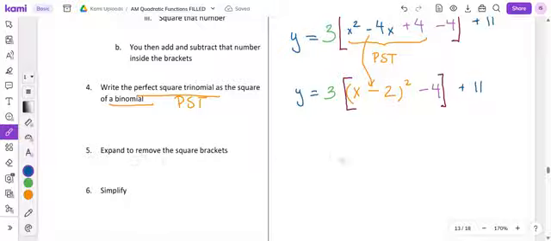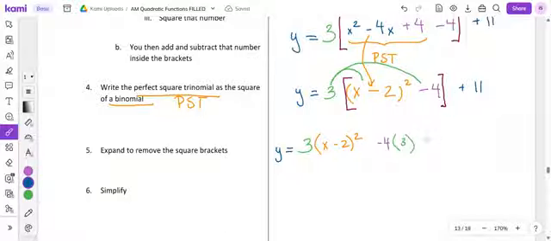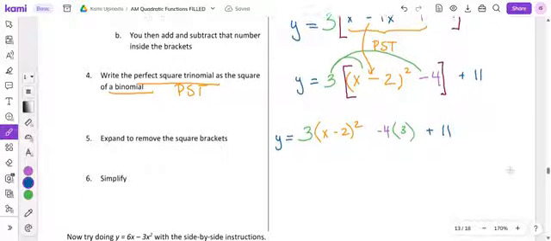Expand to remove the square bracket. What that tells us is we're going to go 3 times this binomial, 3 times minus 4, so that we can remove the square brackets. So if I go 3 times the orange binomial, it just looks like this. And if I go 3 times negative 4, it looks like that. And the 11 is still just hanging out, not being changed.